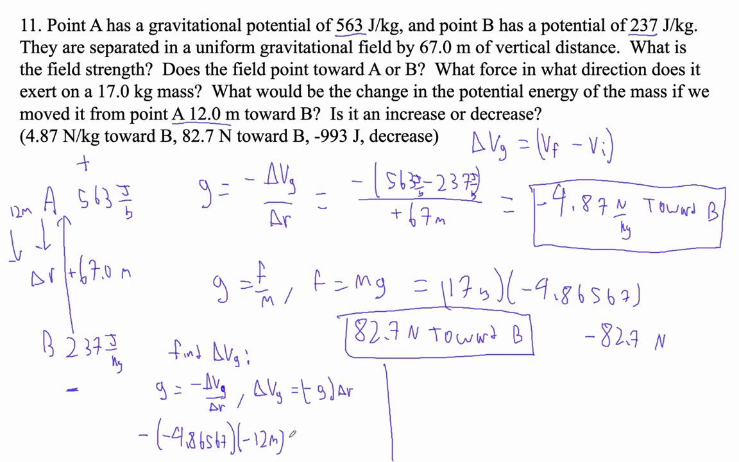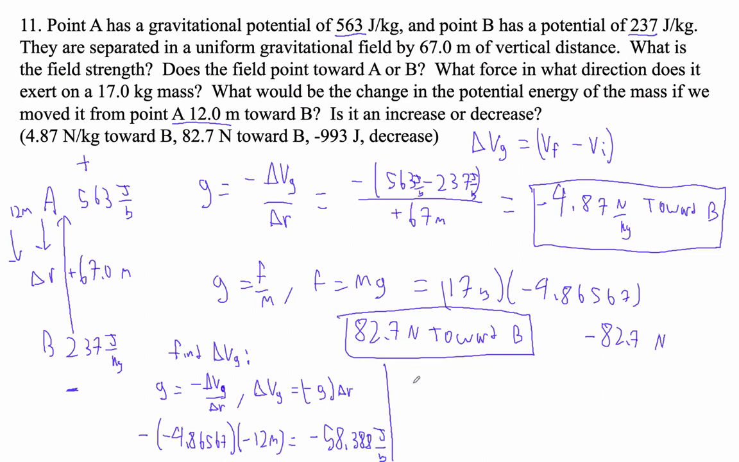Okay, so we're going to end up with a negative change in gravitational potential, which of course we could have just known. You could have just done the math and gone, well, we're going toward B, so it's more negative. But let's go with this. So I'm going to go times this guy. And I'm getting that is negative 58.388, and that's joules per kilogram.